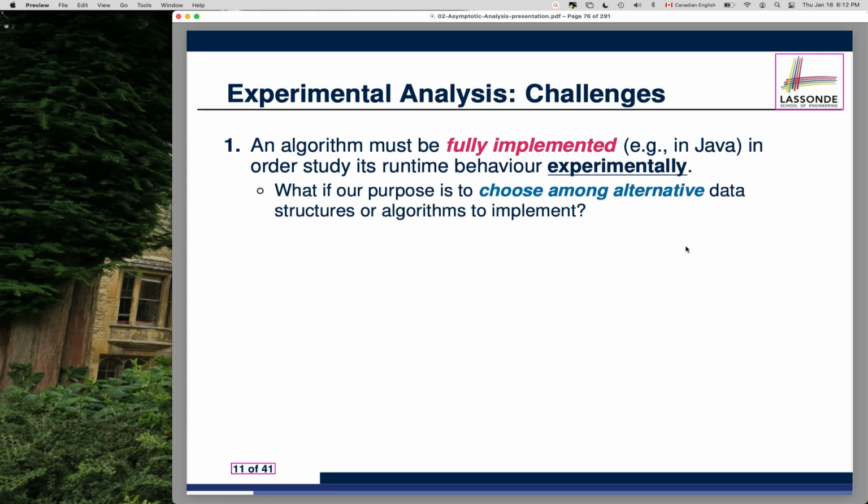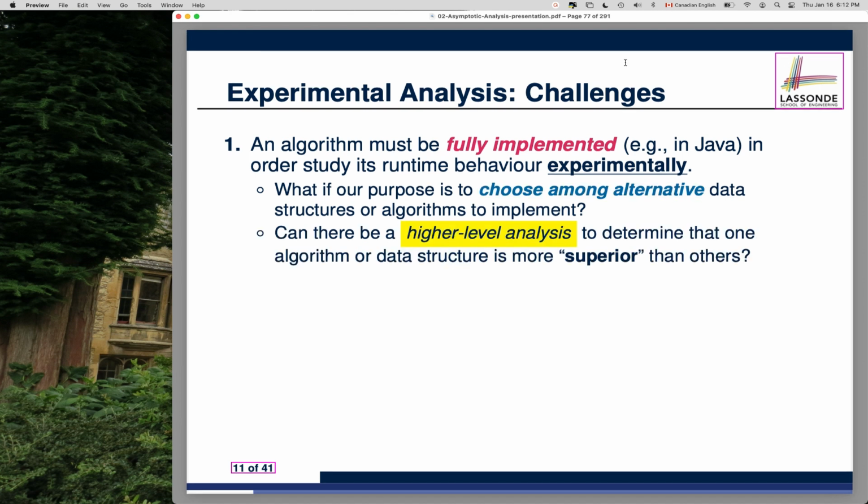So it would be very nice if we can somehow just make a decision about which alternative we want to really choose by just having some analysis on the paper. That would be very beneficial, right? That's something we'll do. Can there be some higher level analysis to really determine this?